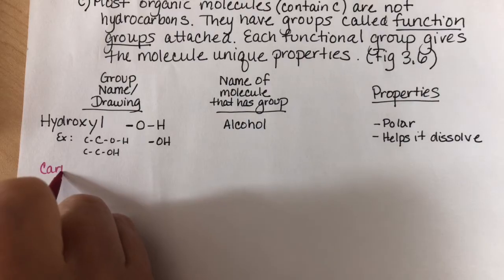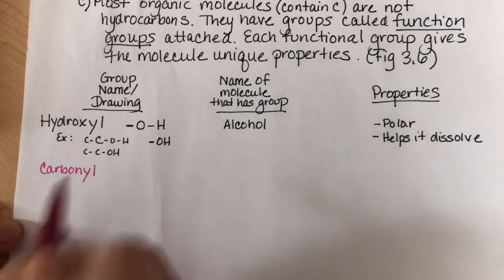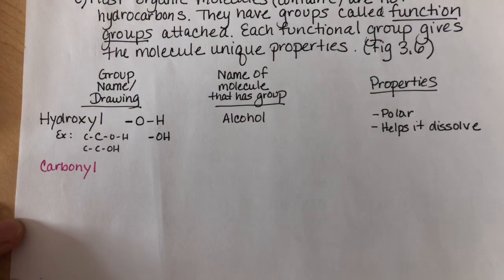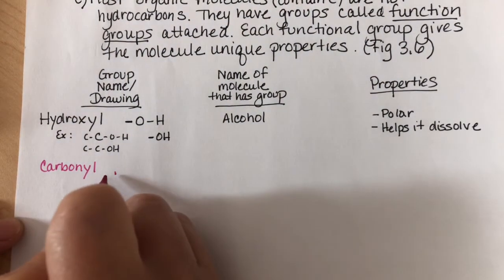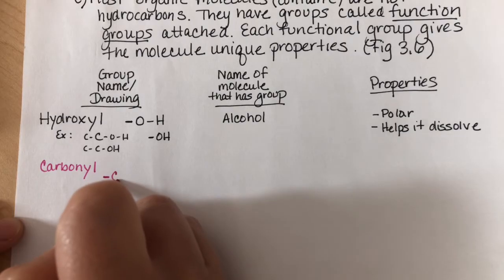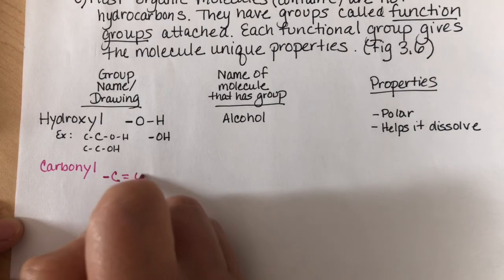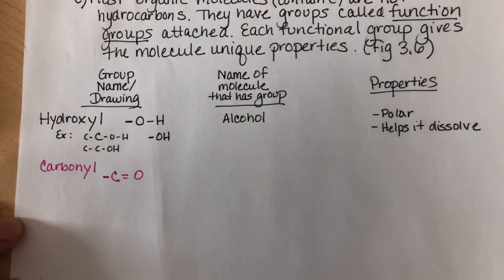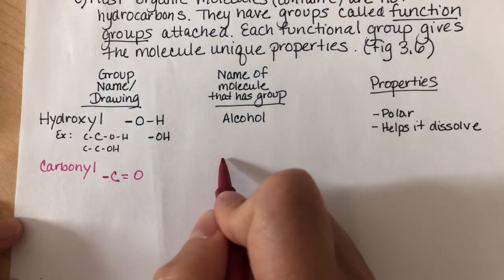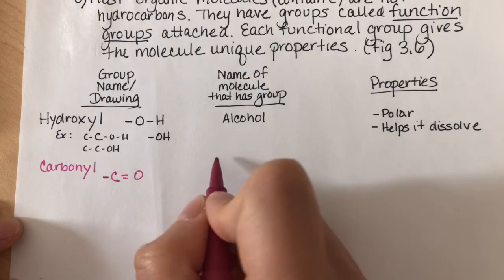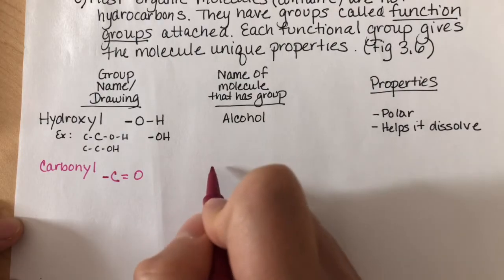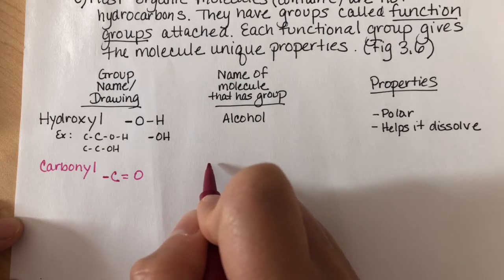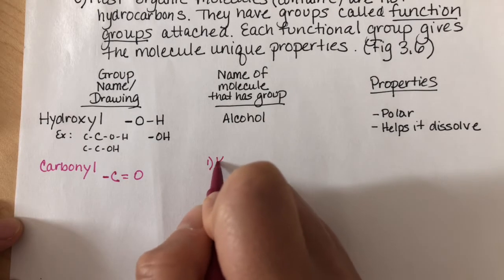Carbonyl group is the next. Carbonyl. All right, here's the bond to the rest of the molecule. It's a C with a double bond to an O. That's the carbonyl. And then there are 2 names here. It could be a ketone.